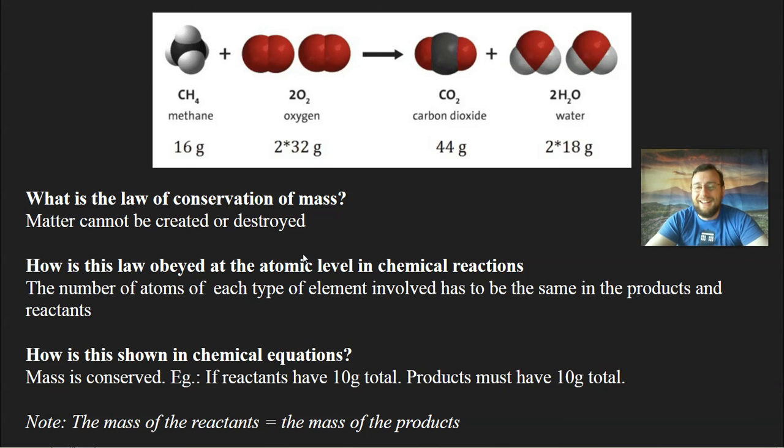All right. Anyways, the total amount of matter cannot be created or destroyed in a chemical reaction. So whatever you have at the start in terms of the atoms present, the total mass present, has to be there at the end. The way this is shown at the atomic level is that the total number of atoms of each type of element involved has to be the same in the products and in the reactants. And in the chemical equations, you can see that mass is conserved because the mass of the reactants must be equal to the mass of the products.